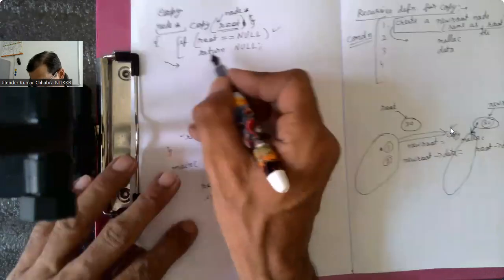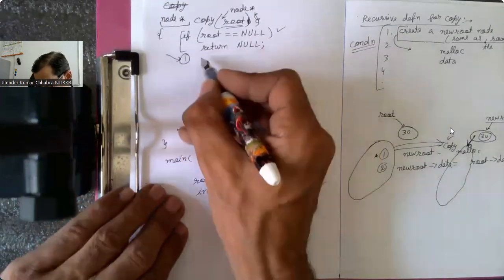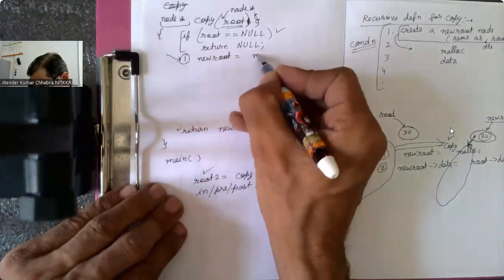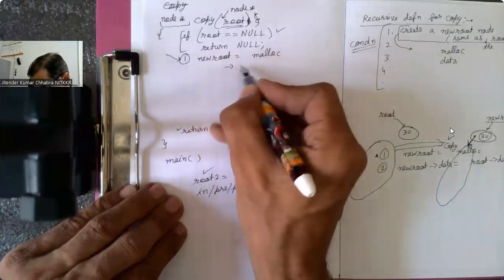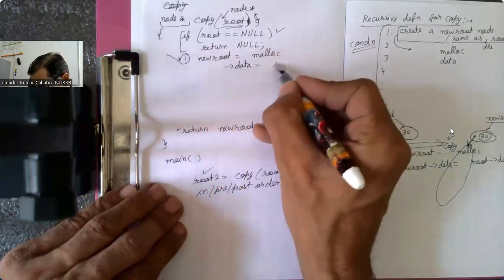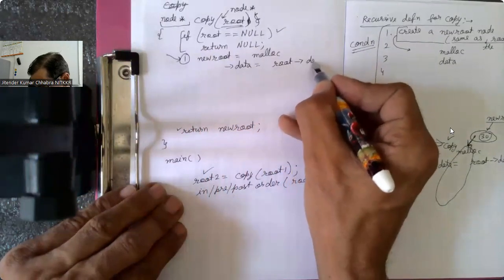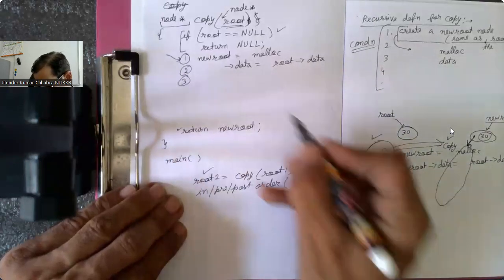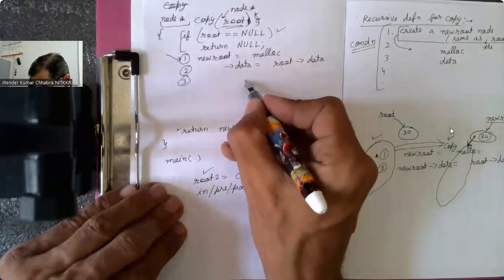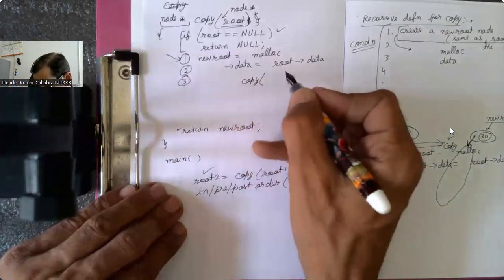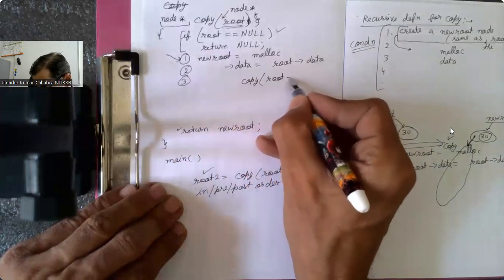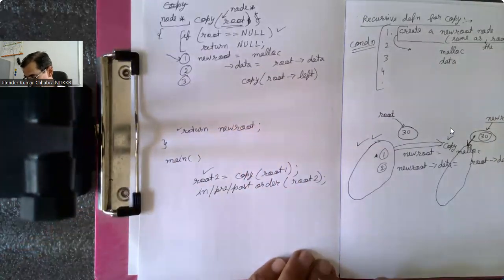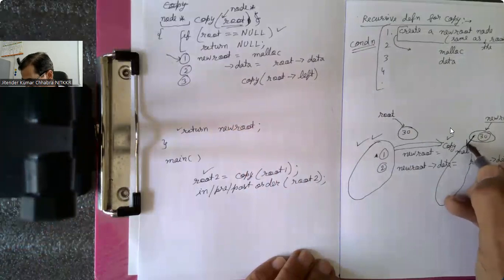So coming here, I said my first step was malloc, new root equal to malloc. Then new root arrow data to be equal to root arrow data. That was the second step. Third step, copy left subtree. Copy left subtree means a copy call. Left subtree means root arrow left, because this is the subtree now. Copy left subtree and then the link is to be done.